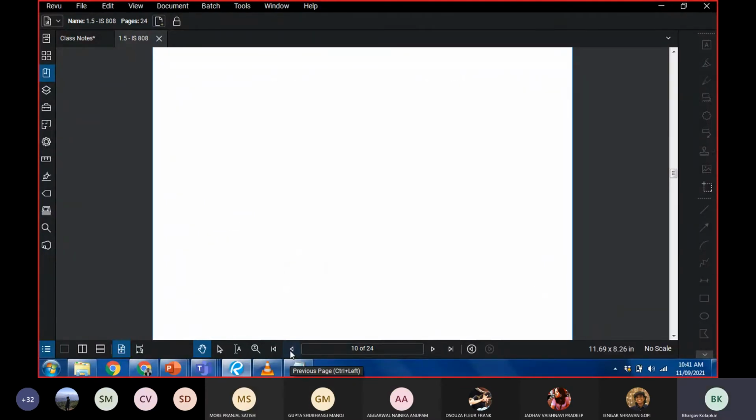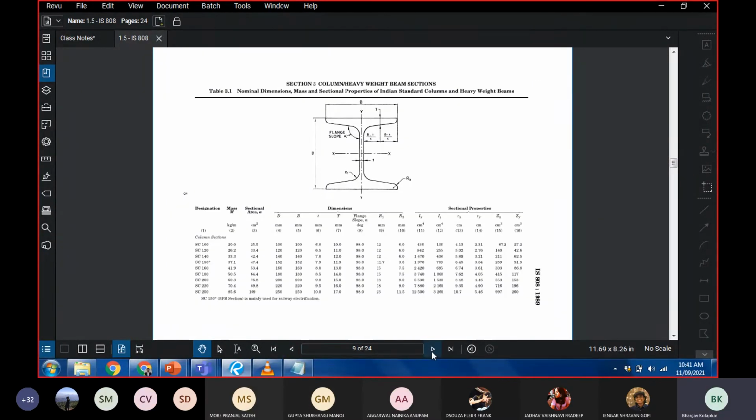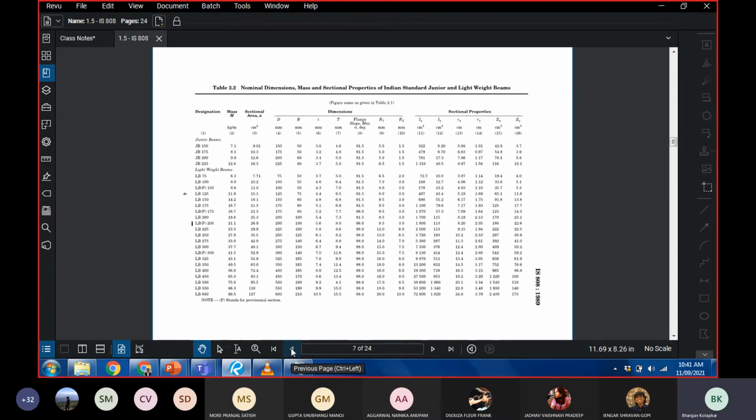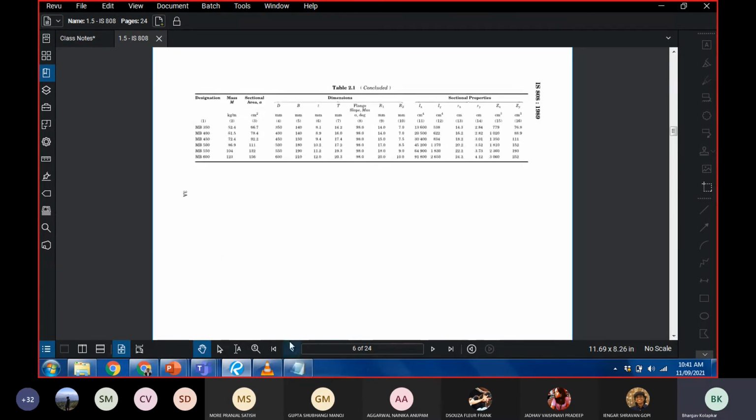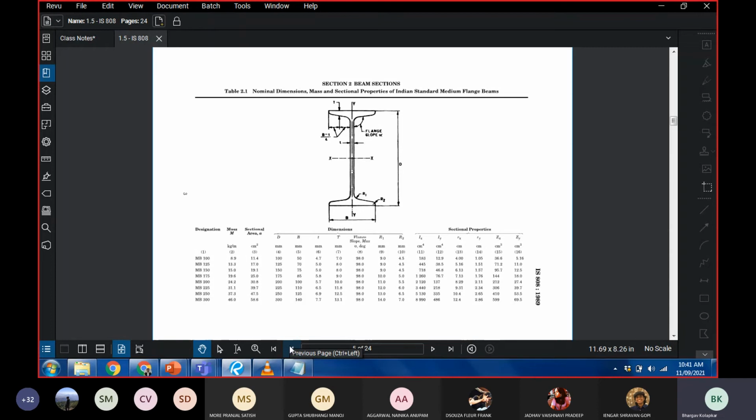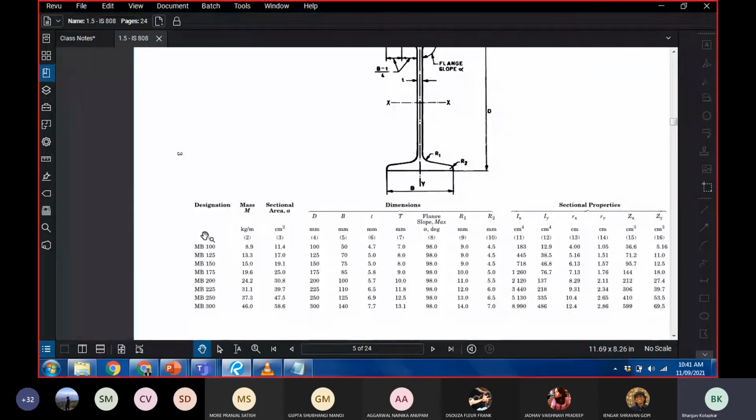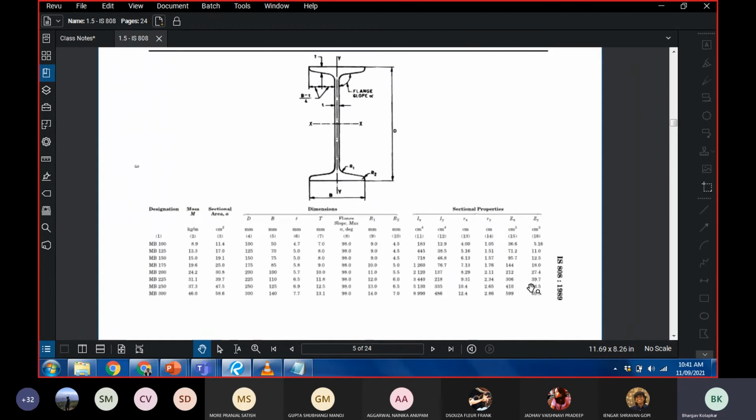So this is a steel table. We'll go to I section. And again, we'll use a very commonly used type of I section, which is MB. So we'll look for an ISMB that has a value of.